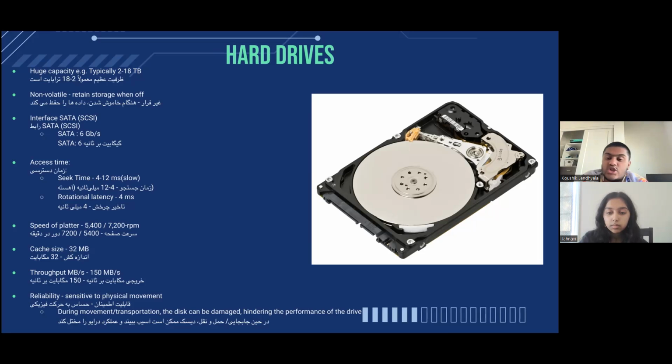It has its own internal cache size of about 32 megabytes, and it has a throughput of 150 megabytes per second. It is very unreliable because it is very sensitive to physical movement. During transportation, the disk can be damaged, which affects the performance of the drive.